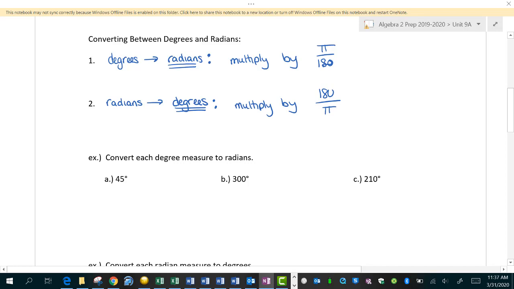So for example, if I took 45 degrees times pi over 180, I would end up with 45 pi divided by 180. I'm then going to use my calculator to simplify this fraction. So I'm going to pause for just a minute.